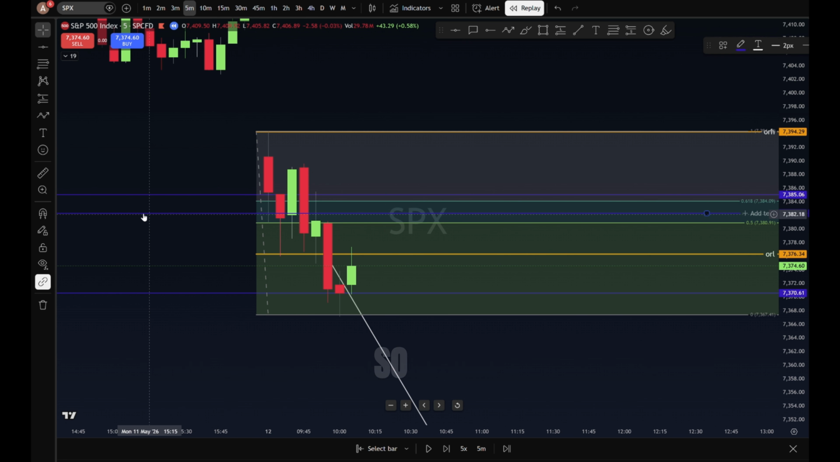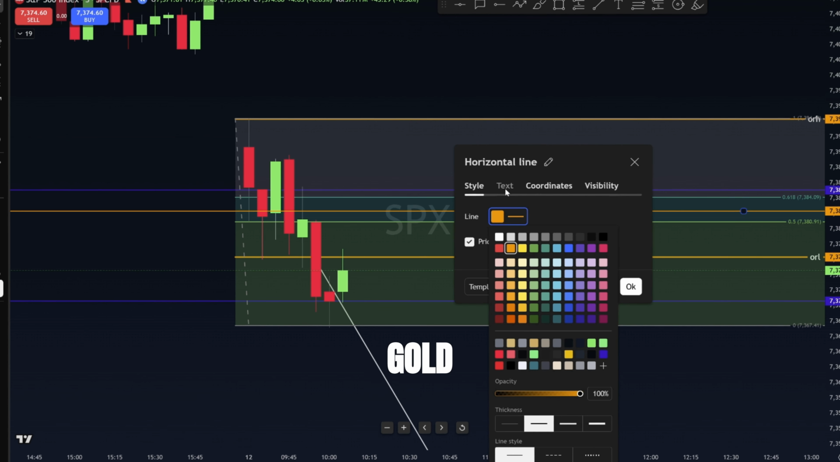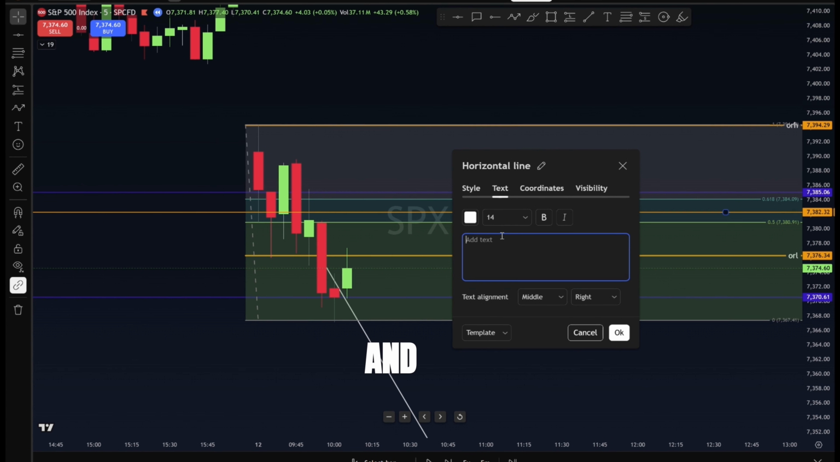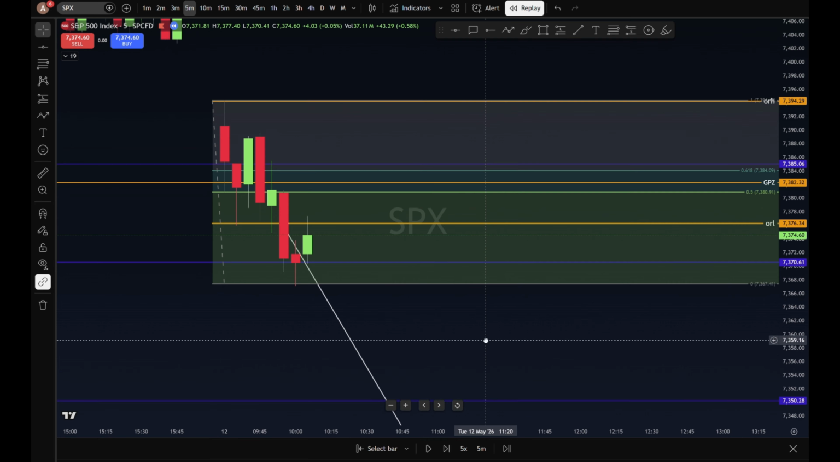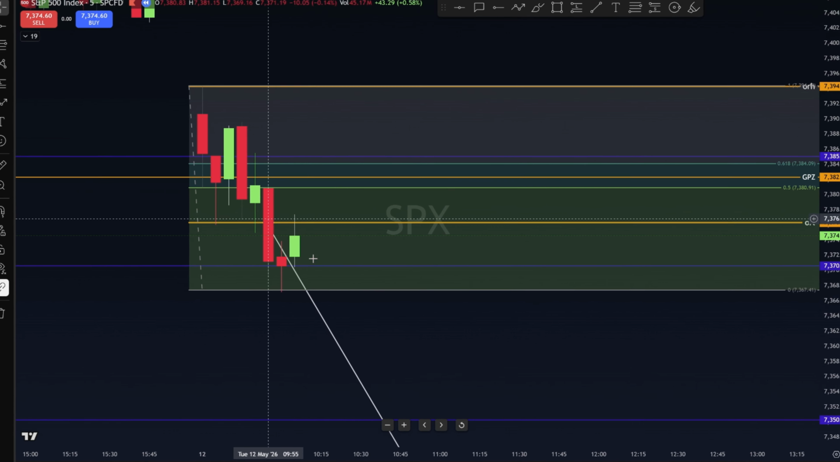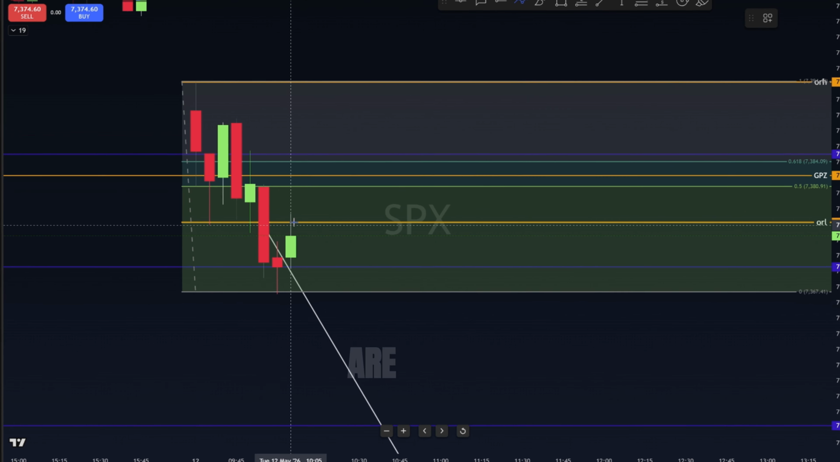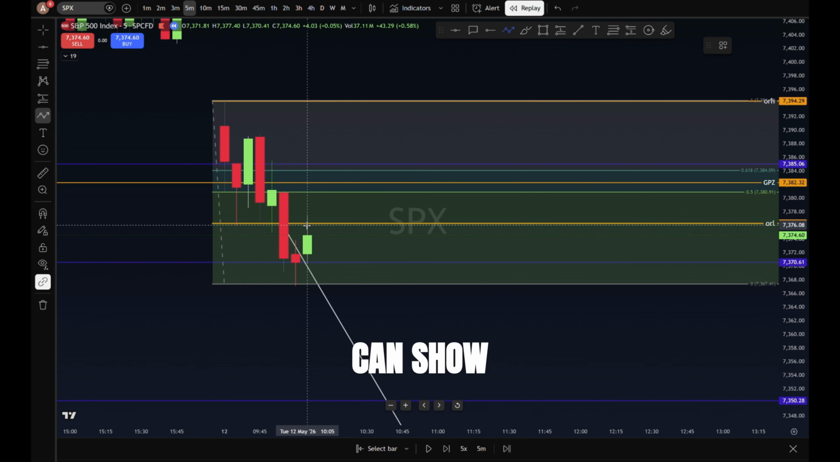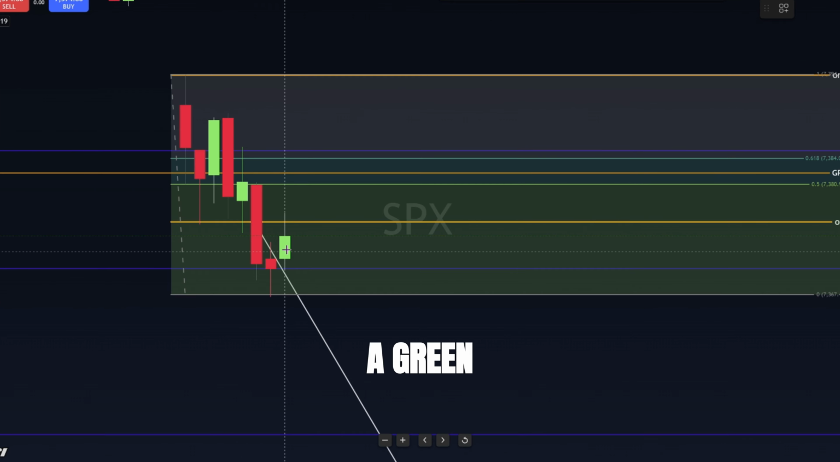Let me change the color so you guys can see. Gold, and you can name it GPZ, okay? Now what you're gonna do, you can short from here, it's fine, because we are below opening range low, right? So you can short from here, or you want to see what happens, because we have a green candle, right?